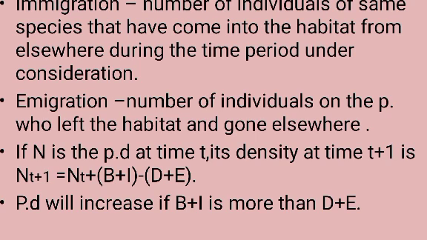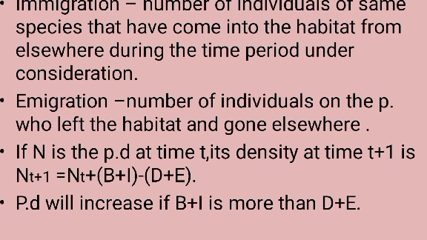Okay. So we can say if B plus I is more than D plus E, then the population density will be increasing. The population density increases when B plus I, that is birth rate and immigration, is more than death rate and emigration. Under normal conditions, the birth rate and death rate are the most important factors that influence the population density. But only under special conditions can immigration or emigration influence the population density.